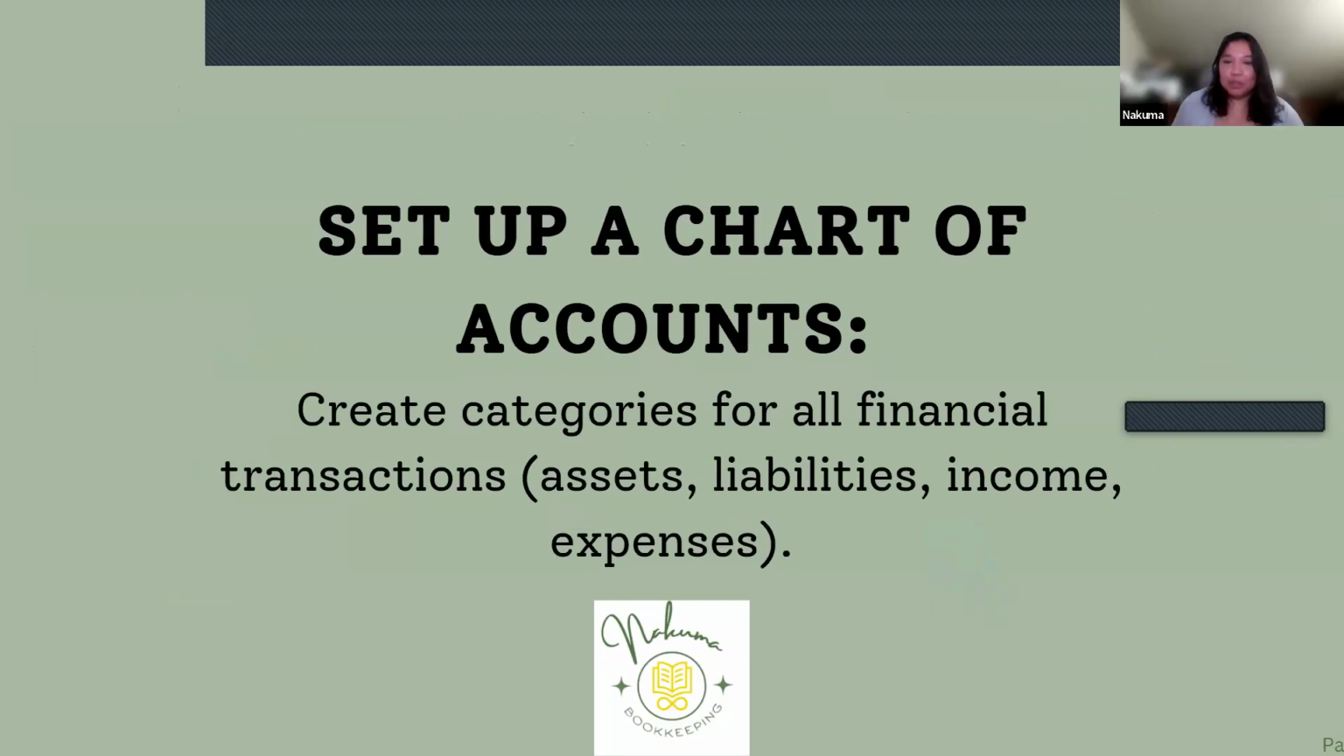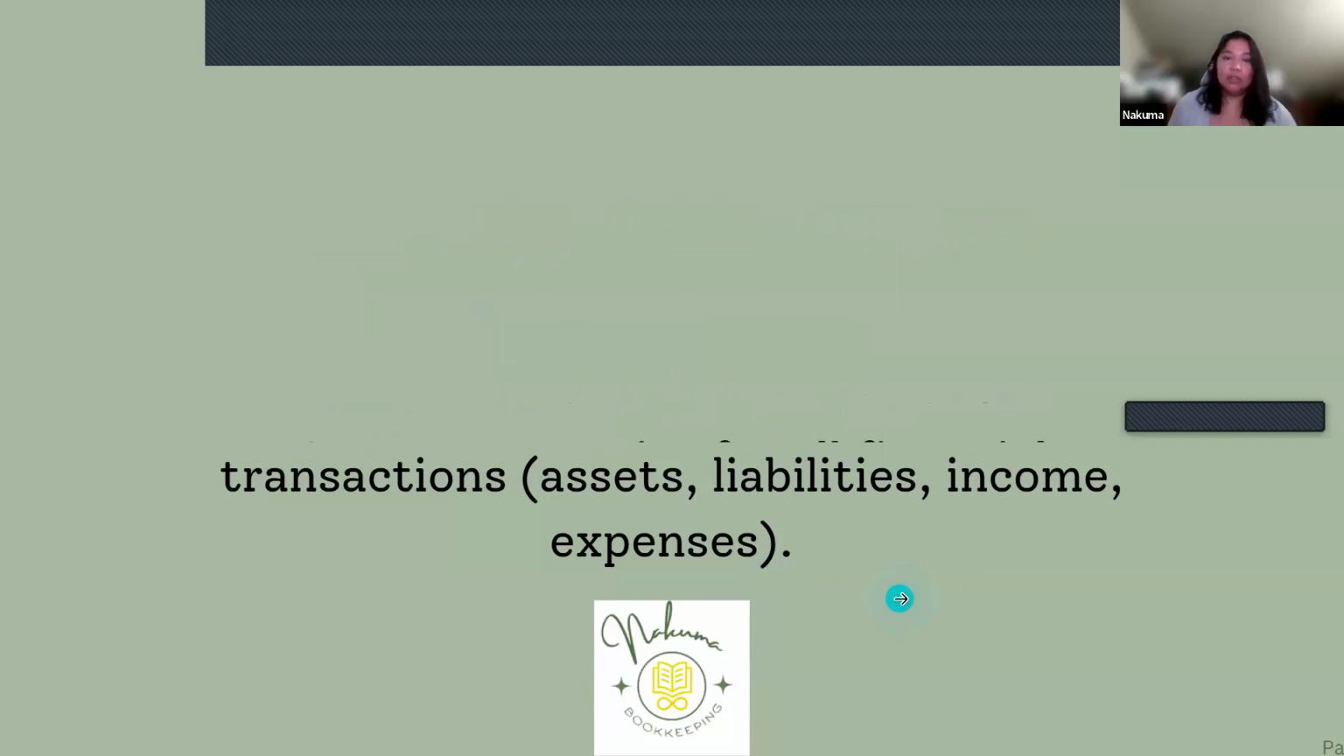So we were talking about setting up the chart of accounts in QuickBooks. The chart of accounts is where you plug and go. Setting up a chart of accounts is very unique to each business. The four categories are assets, liabilities, income, and expenses, but everybody's assets, liabilities, income, and expenses are different depending on the business you're running.